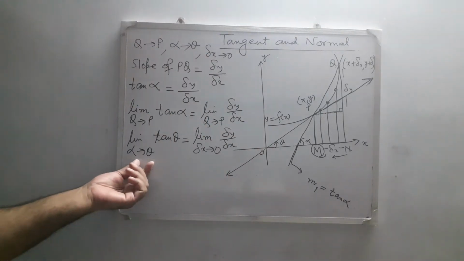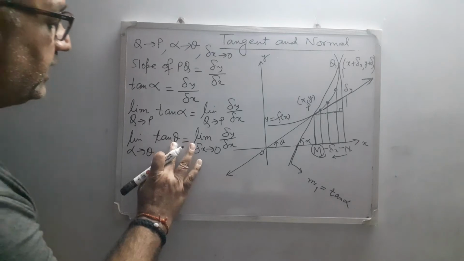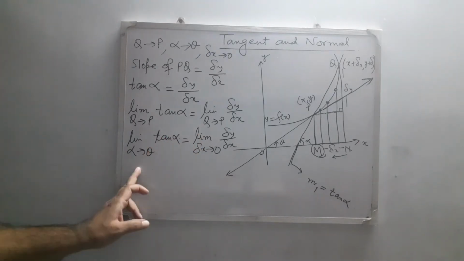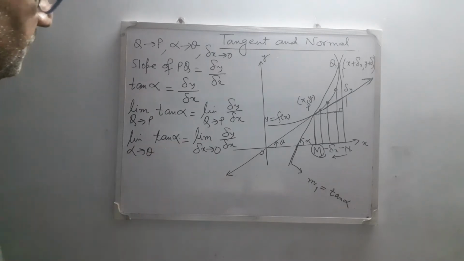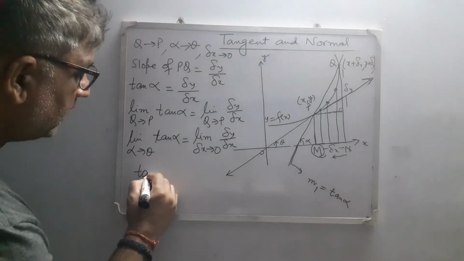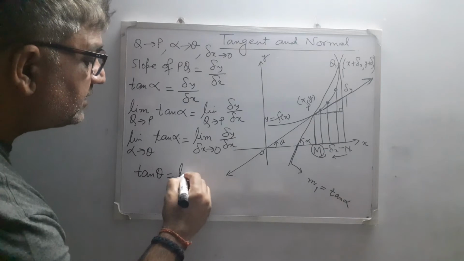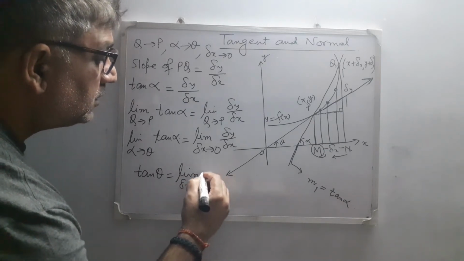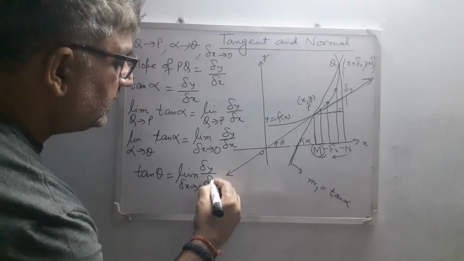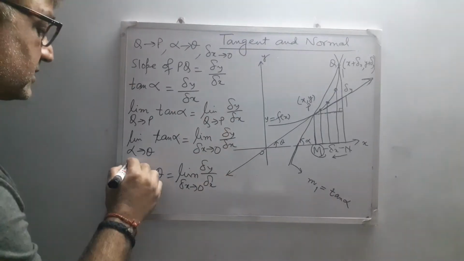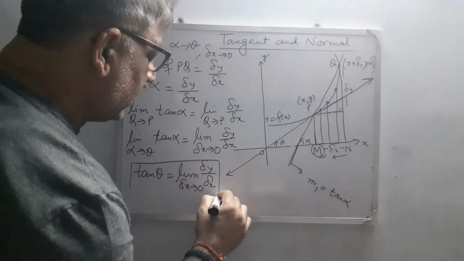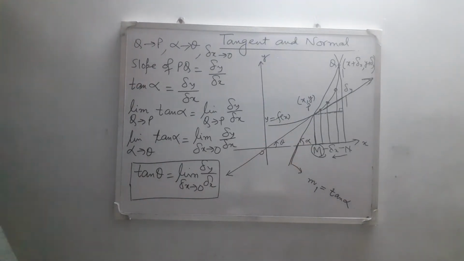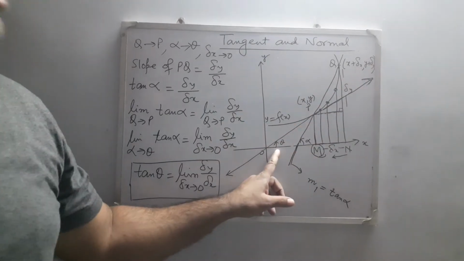Now this alpha tends to theta, sorry, here we should write tan alpha. Now if alpha tends to theta, this tan alpha becomes tan theta. So what happens? This tan theta is equal to limit delta x tends to 0, delta y by delta x. This is the value of tan theta. And what is tan theta? We have already defined that slope of tangent will be tan theta.